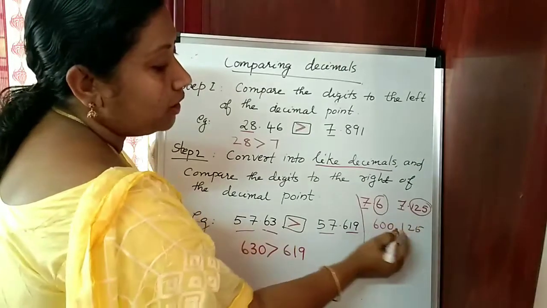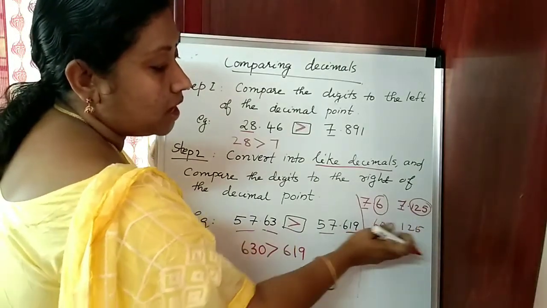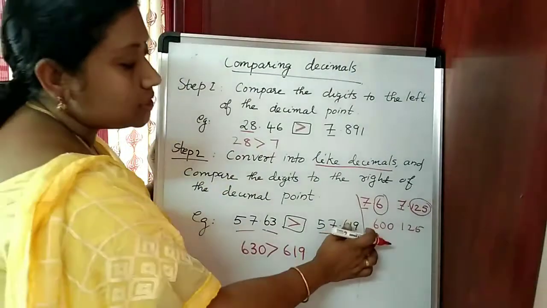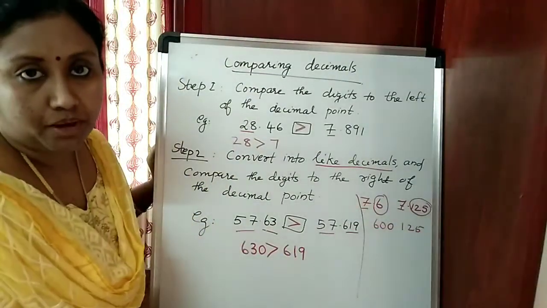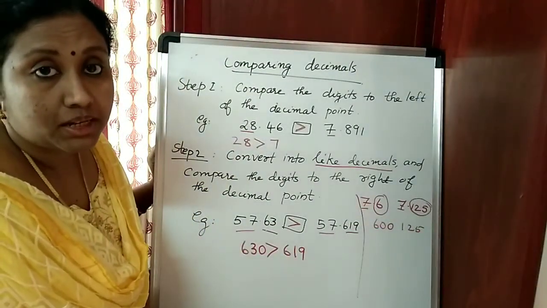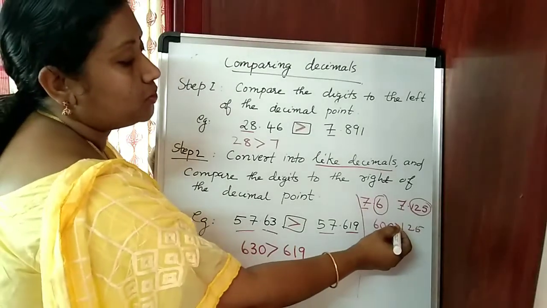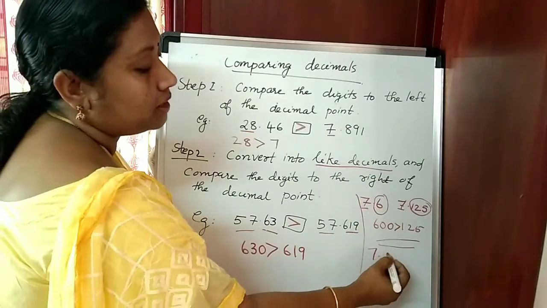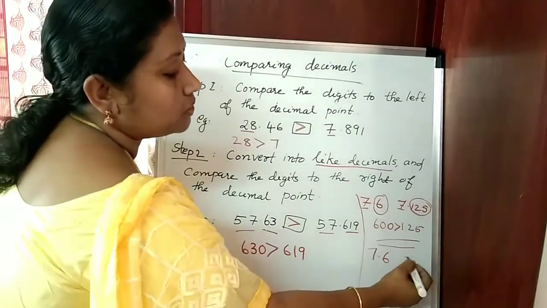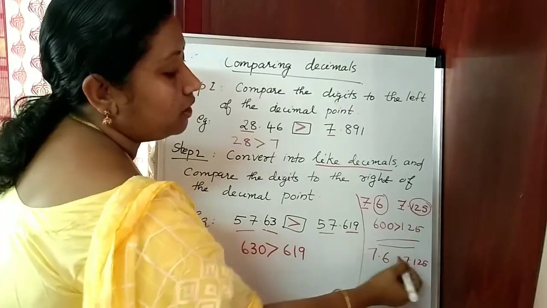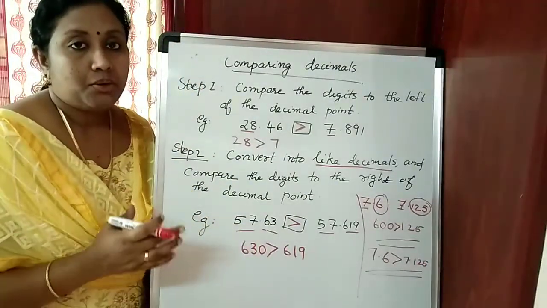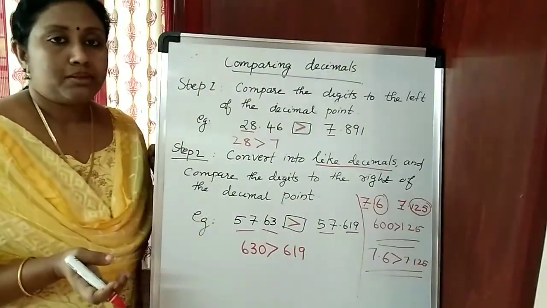Now the given decimals have how many digits? 3 digits. Then you compare 600 and 125. Which one is greater? Yes, 600. So which is our greater decimal number, 7.6 or 7.125? 7.6 is greater. Okay, this way you compare decimal numbers.